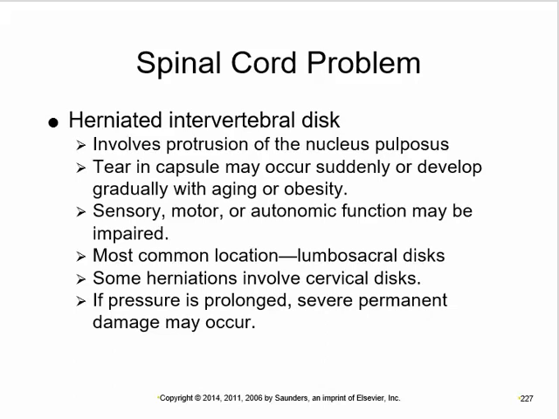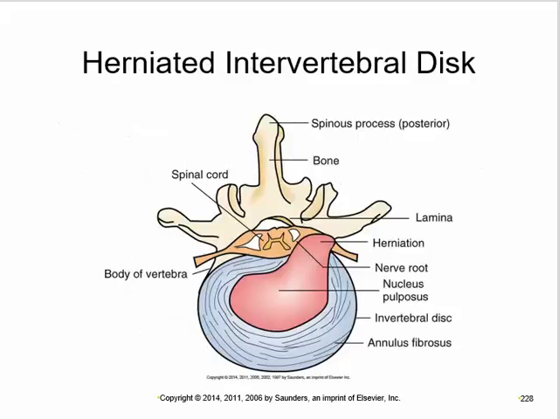The last section is spinal cord problems. So herniated discs. The disc will protrude, the nucleus pulposus will appear through the tear in the capsule. It usually is lumbosacral, usually it's the lumbar region. Sometimes it's cervical discs. When the disc herniates, it will push either onto the nerve root in the intervertebral foramen or into the vertebral foramen, and can cause a stenosis on the spinal cord.